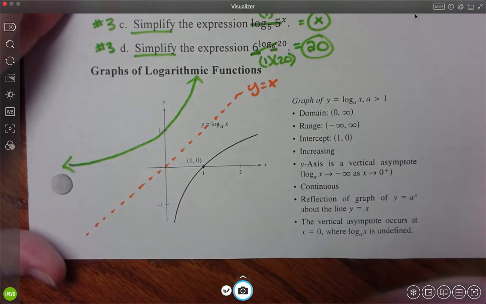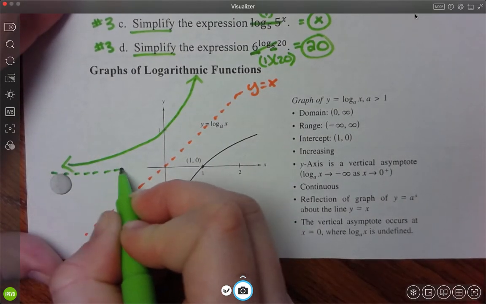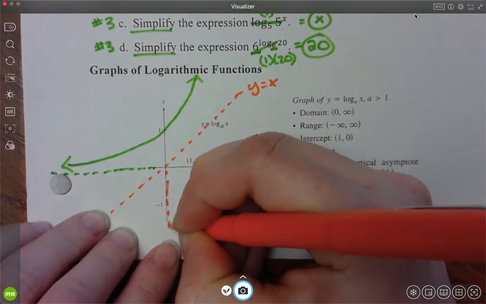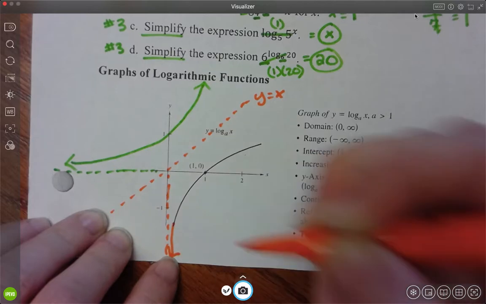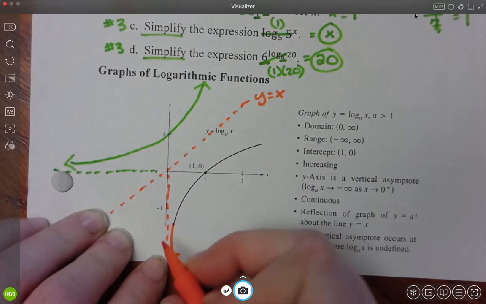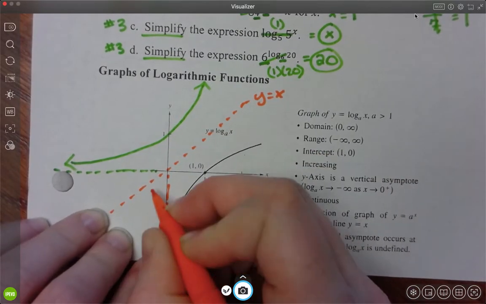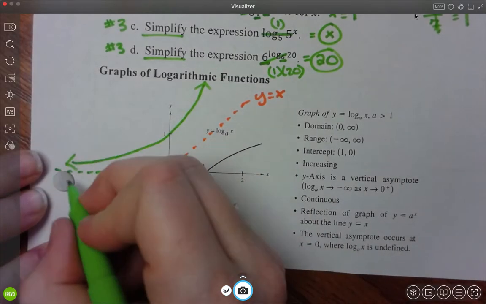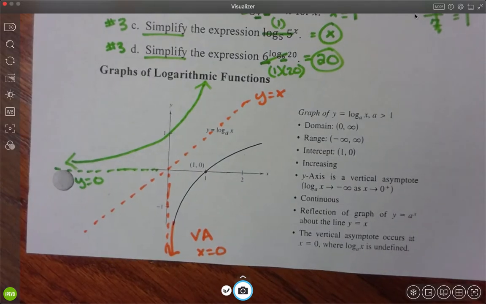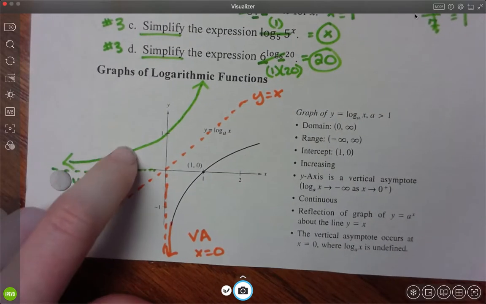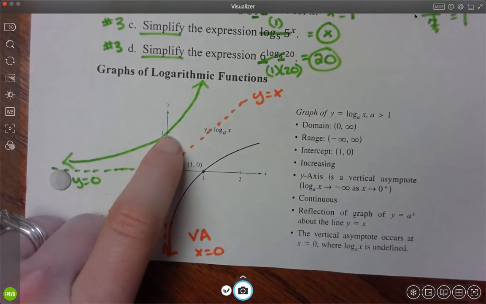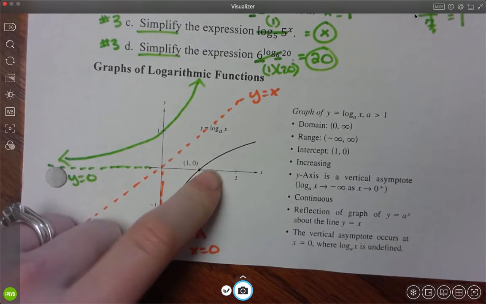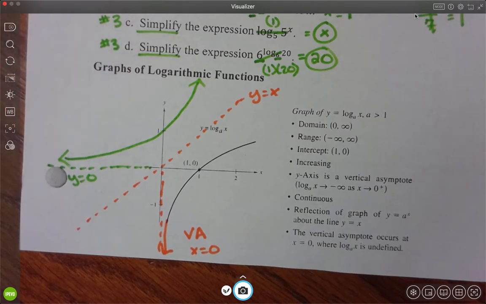So for an exponential function, we had a horizontal asymptote here. For a log function, it's going to have a vertical asymptote. So this is going to suck in really close to there. So it has a VA, and the equation of this VA is x equals 0, rather than y equals 0 like we had for an exponential function. Crossing at 1 on the y-axis before, now it's going to cross at 1 on the x-axis instead. So those are just some properties of logs.